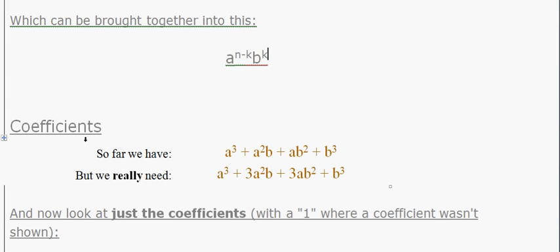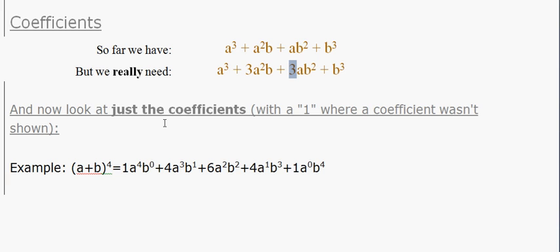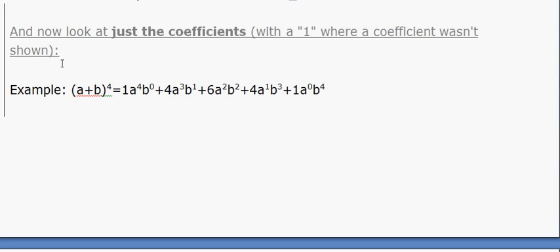Let's come to coefficients. Okay, so far we have just discussed how to find the variables. But what we really need is the coefficients also with this. It is not the true formula. The correct formula is this. So how can you find this coefficient? There are two methods of finding the coefficient. First is the Pascal triangle and second is factorial. So in this video we're going to discuss the Pascal triangle method. Okay, leave this. Come on, let's see one example now.